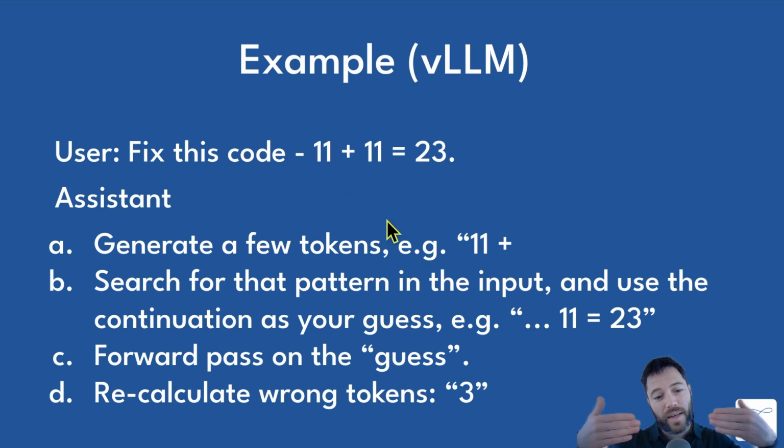So now we will forward pass on that guess. And what we're going to find is that the correct tokens, or the generated tokens, will be 11 equals 2. But the 3 will not be correct because the generated token there, if the language model is indeed correcting our code, should be 2. So we'll forward pass on the guess here. And we're going to find that we can keep the 11, the equals, and the 2. And then we'll have to run a new forward pass to calculate the wrong token. So we'll have to do a new forward pass on this 2 here to calculate the correct next token, which should also be a 2 because the answer is 22.